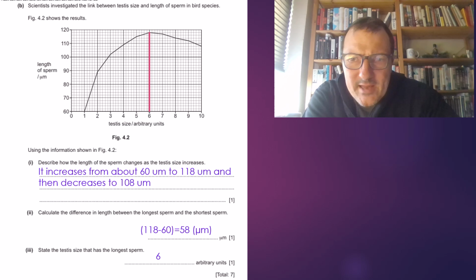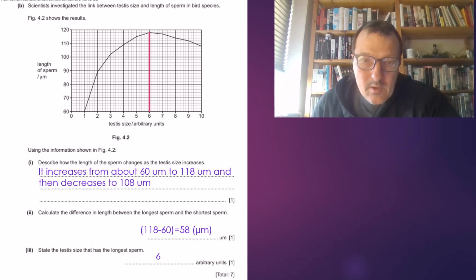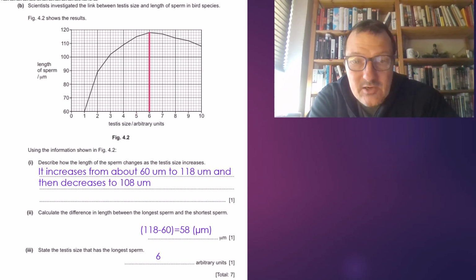One of the answers I often see here is people say, well, the length of the sperm changes. While that is correct, we are looking for a specific answer. So if you want to make sure you get the points, I'll say it increases from about 60 to 118, and then it decreases to 108. This way, you're absolutely sure you get the point.